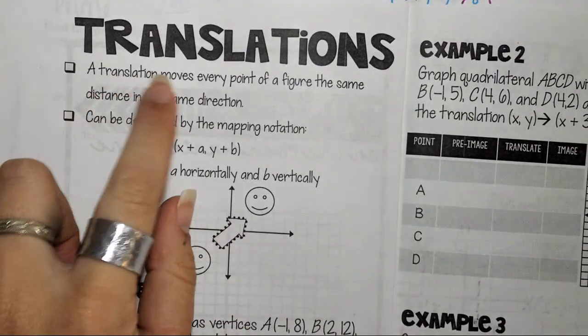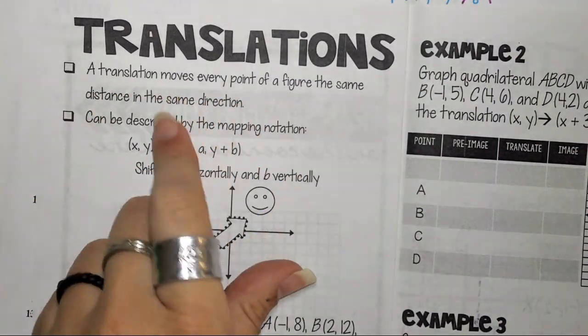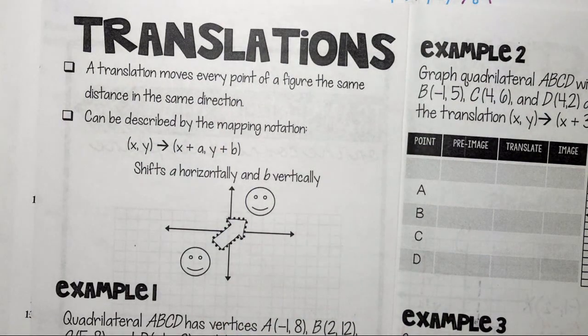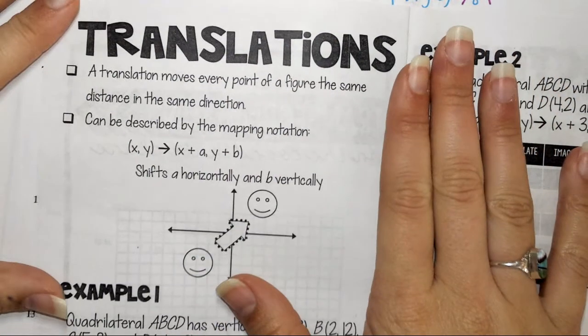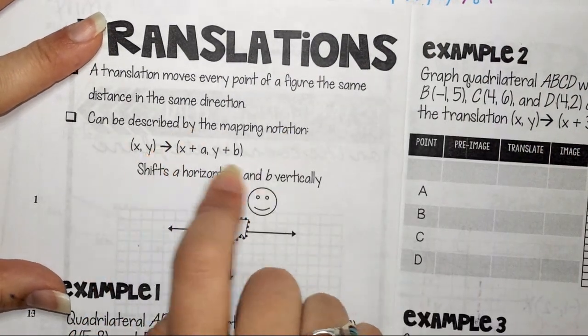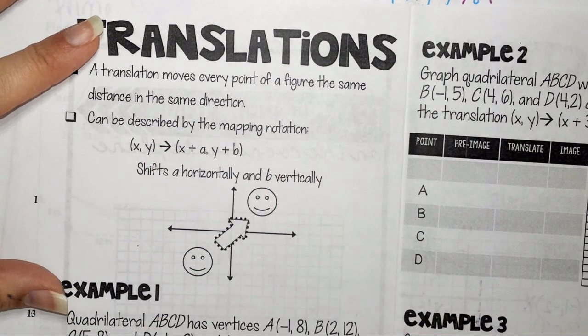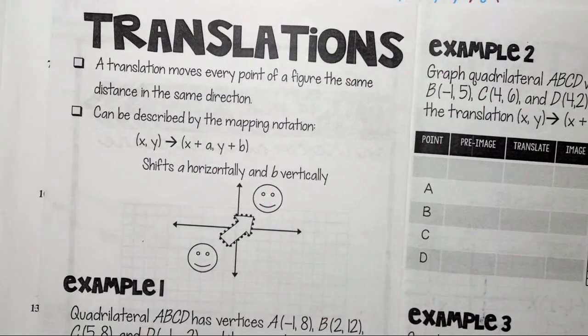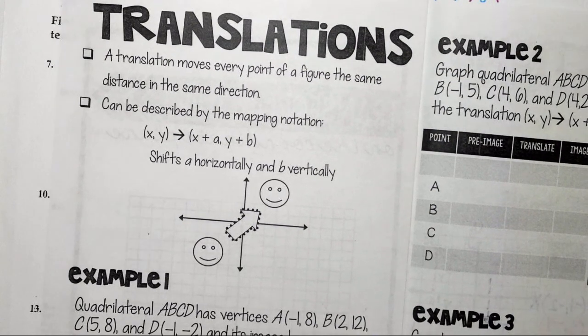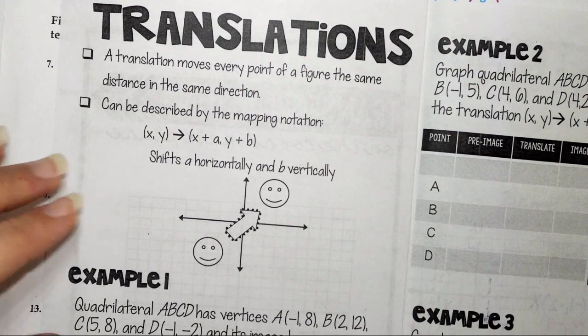Alright, so a translation moves every point of a figure the same distance and the same direction. So it's in the same distance and the same direction for the same length. Does everybody understand? It can be described by the mapping notation that looks like this. Are we ready? Yes. Are we sure? Can we handle this? Yes.